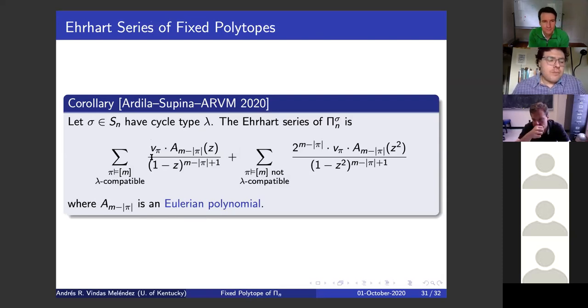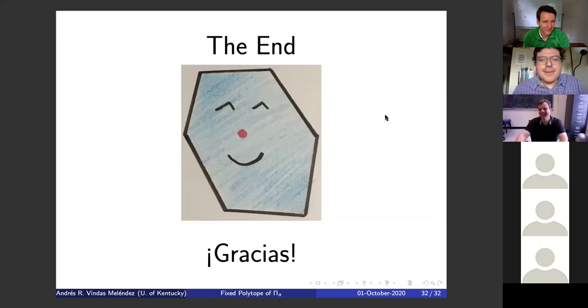And if, again, we care about putting these Ehrhart polynomials or Ehrhart quasi-polynomials in generating series, then when we do that, we get this Ehrhart series. Again, I didn't write it in the form that I presented to you before, but now we're splitting into two cases: the case where the set partition is lambda compatible and the case where it is not lambda compatible. And we have some Eulerian polynomials popping up in the numerators. And so I think that's where I want to stop. Thank you. Let's thank Andrés.